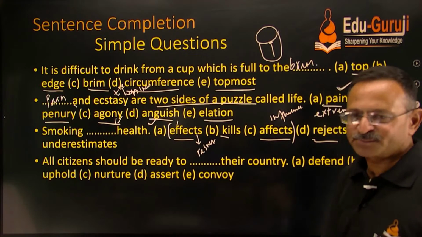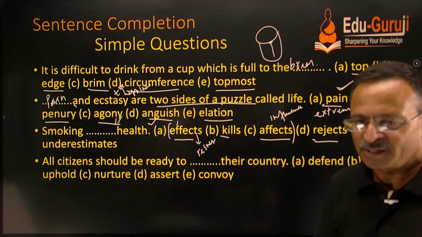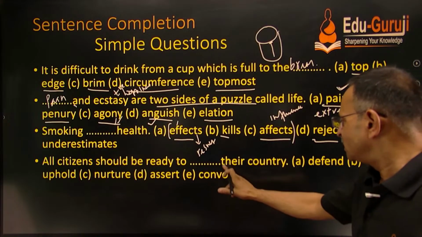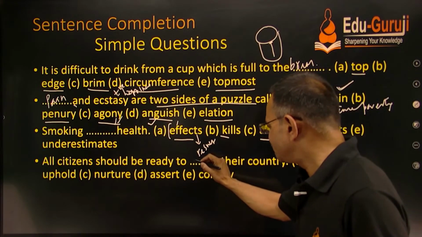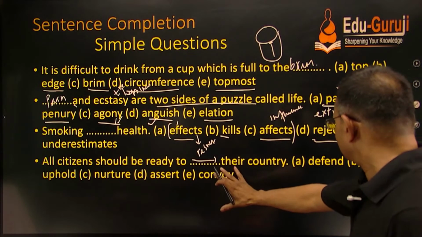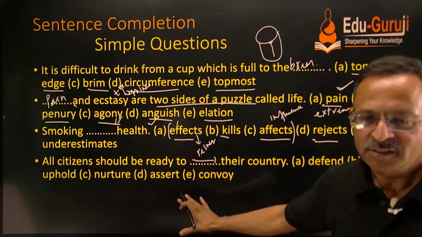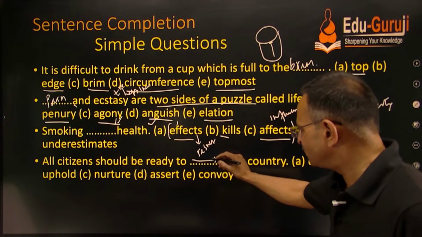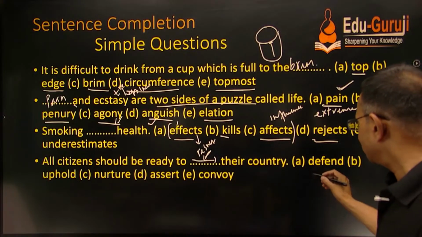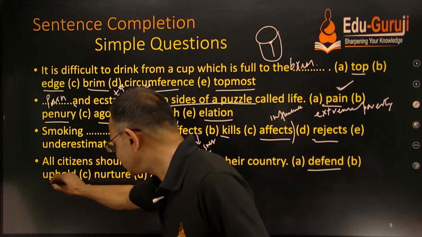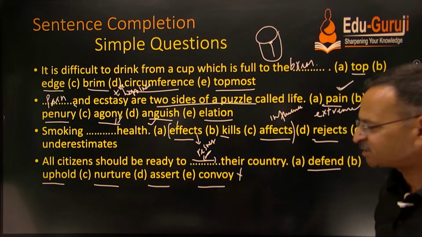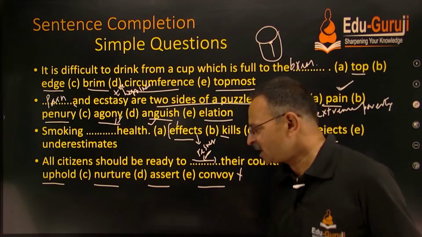Now let's go to the next sentence completion, the next fill in the blanks. "All citizens should be ready to ___ their country." You need a verb over here after "ready to." So let's see what verb we can have. There is defend, uphold, nurture, assert, and convoy. Obviously, convoy is not a verb, so we will eliminate it.